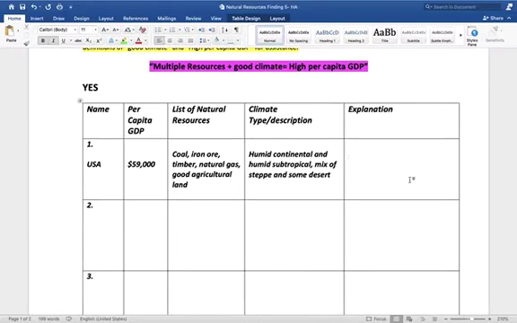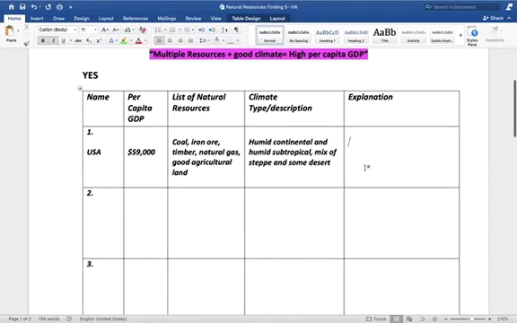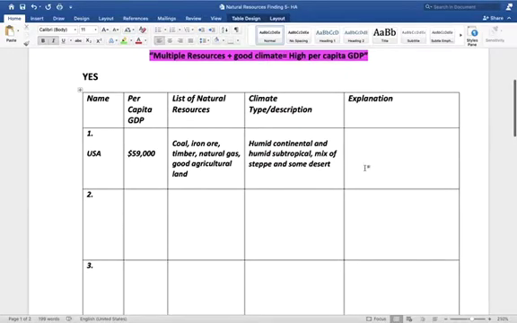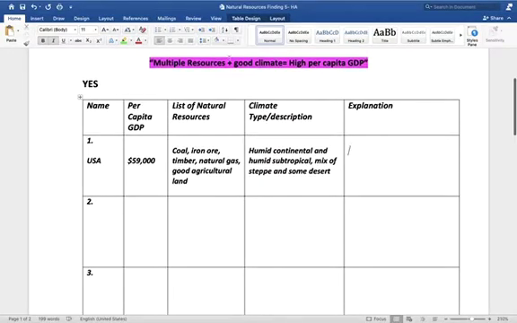Explanation. All right, so I'm going to look at all the things that I put in these boxes. This box, the explanation box, is where you're going to make your money. It's the most important box on the whole sheet. I will look at your explanations to see if they make sense, if you're doing a good job explaining why the United States proves this theory right.